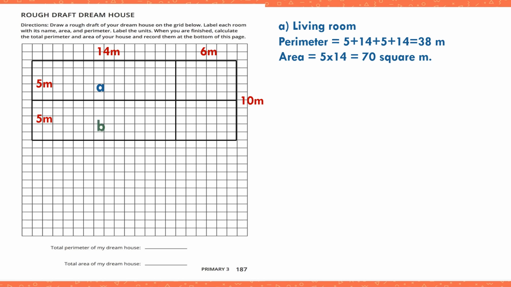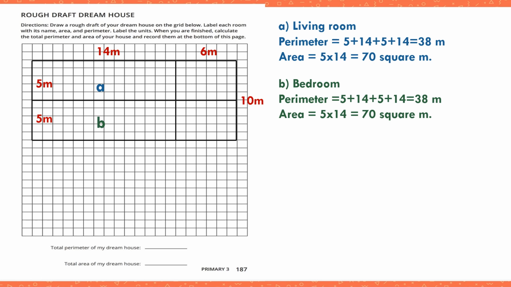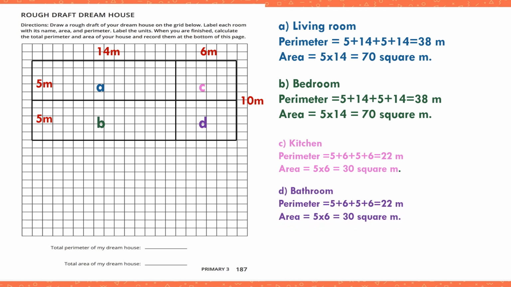The second room will be the bedroom. And its perimeter and area will be the same as the living room. The third room will be the kitchen. Its perimeter will be 5 plus 6 plus 5 plus 6 equals 22 meters. And area will be 5 times 6 equals 30 square meters. The last room will be the bathroom, and its perimeter and area will be equal to the kitchen.